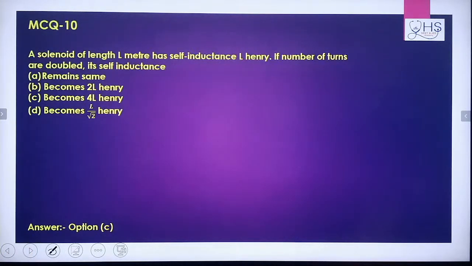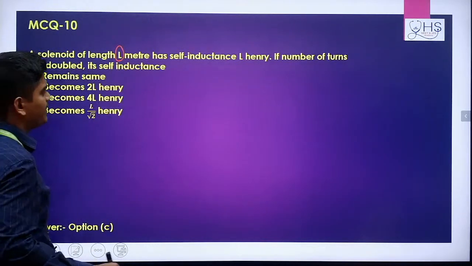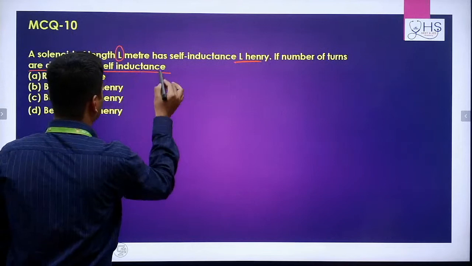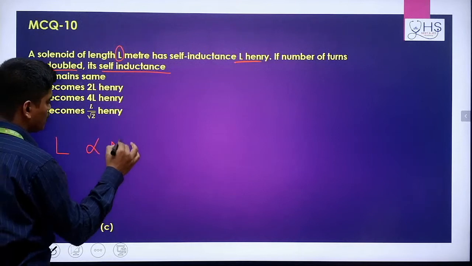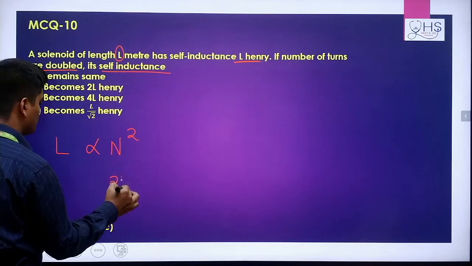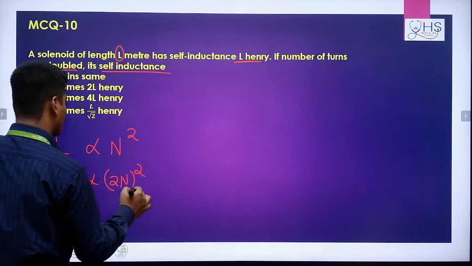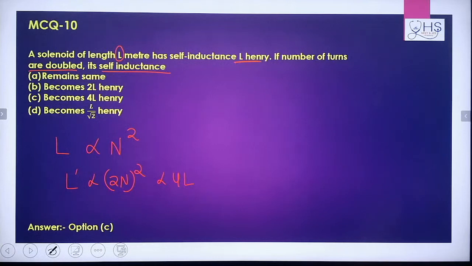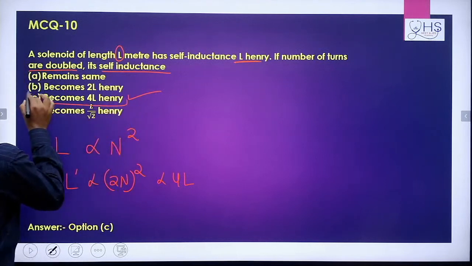Now come to the next. A solenoid of length L meter has self inductance L Henry, and the number of turns is doubled, then its self inductance will become what? Already you know self inductance is directly proportional to the number of turns squared, n square. If the number of turns is doubled, then this self inductance will become 4 times. Okay, so just keep that idea in mind. So it will be 4 times. So the answer will be option C.